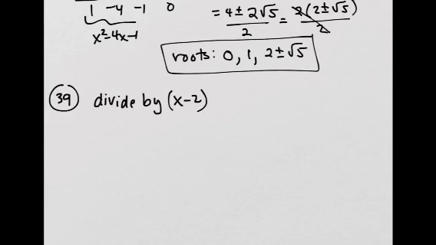So for 39, if you're going to divide by x minus 2, you have to have a positive 2 inside the little synthetic division. So student A is correct. And what student B did that's incorrect is that they put a minus 2. So that's their mistake. This is the correct setup.